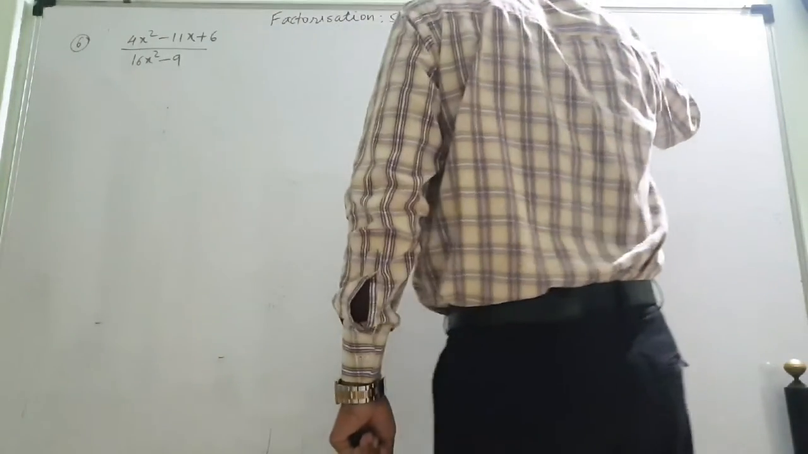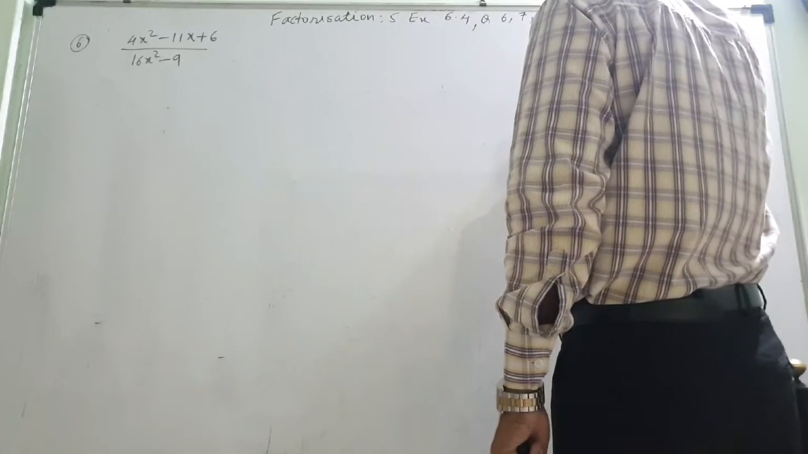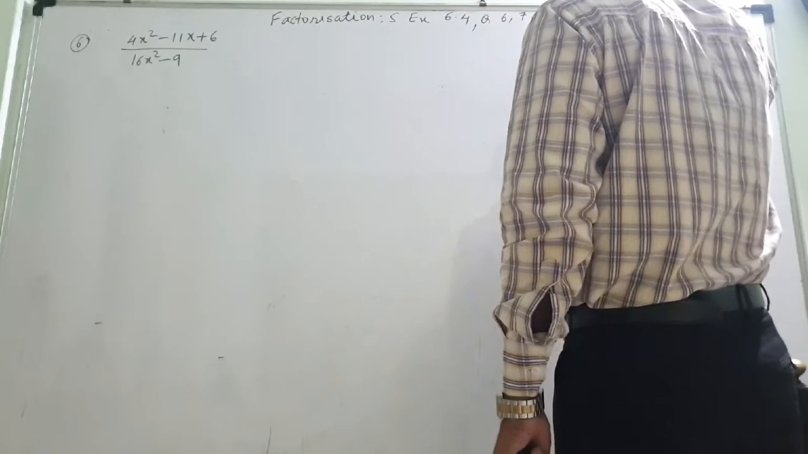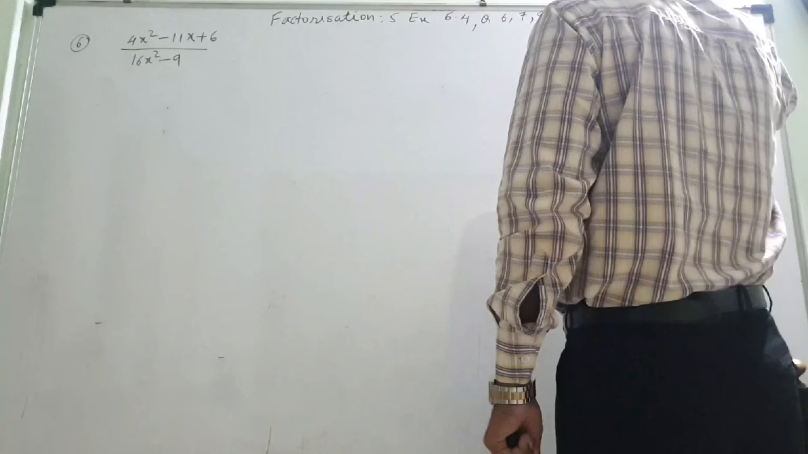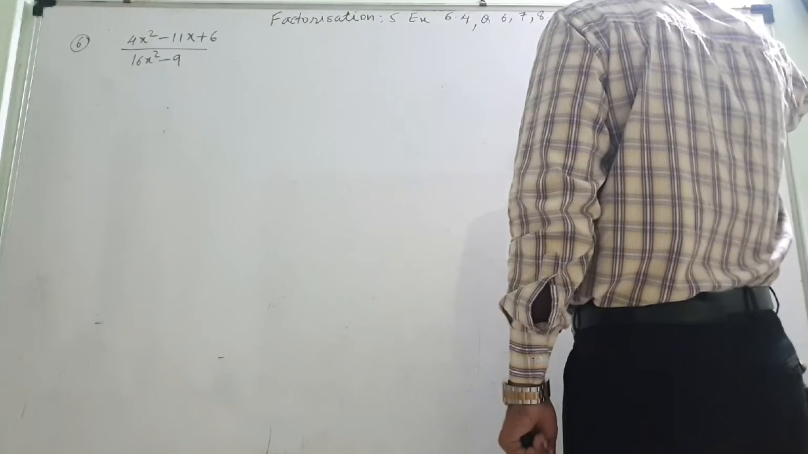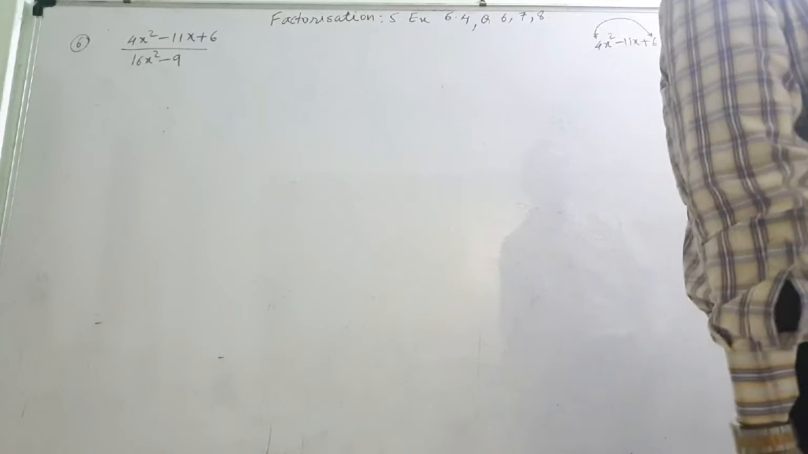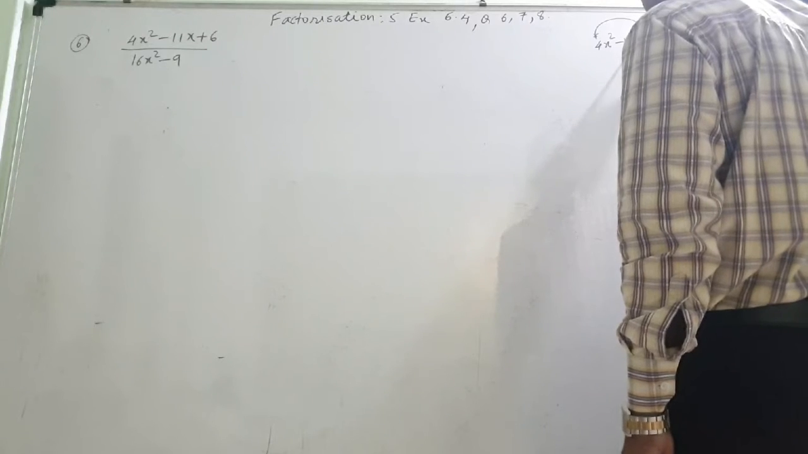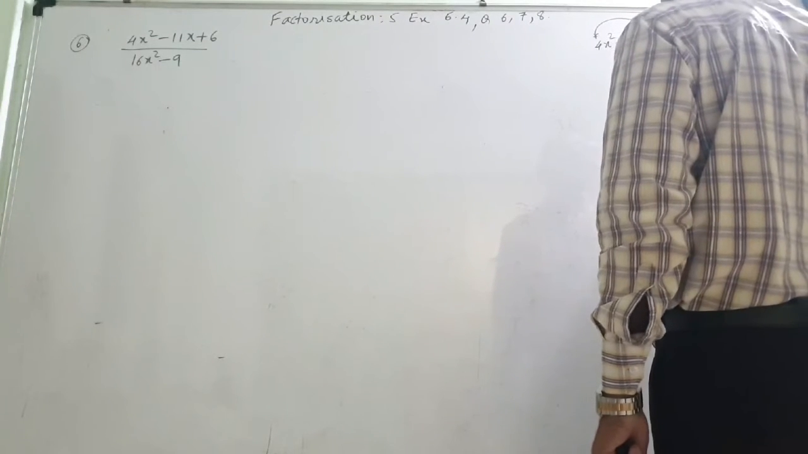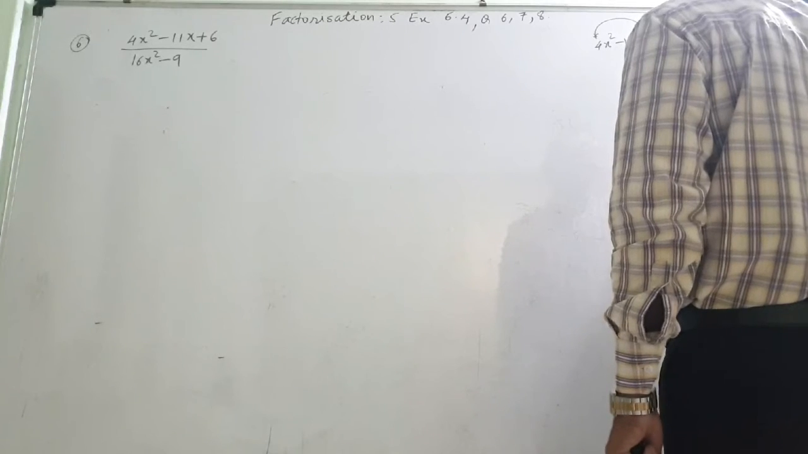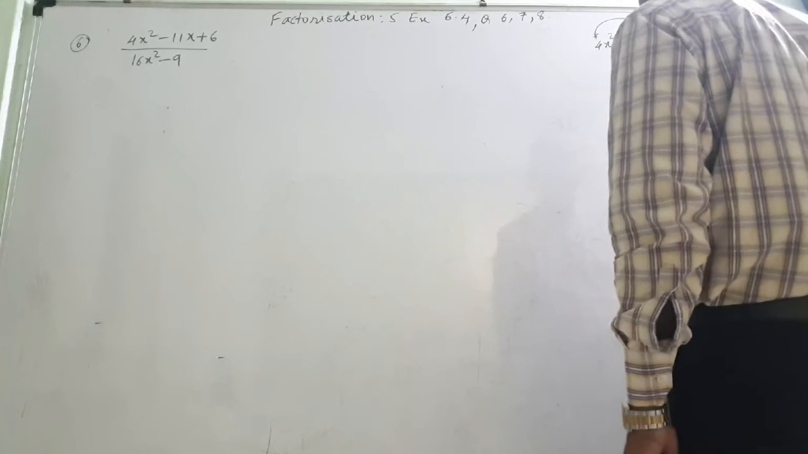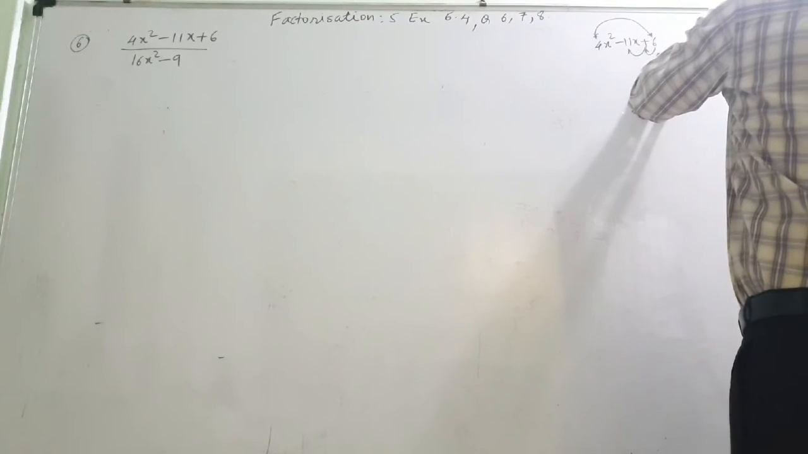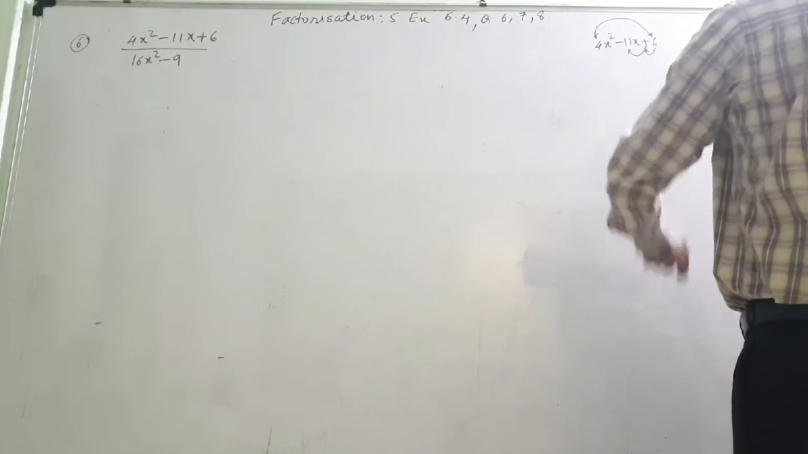See here I am doing it. 4x square minus 11x plus 6. Here it is 4 and here it is 6. So 6 into 4 is equal to 24. What I have to say? Find the factors of 24 such that their addition is minus 11. So 24 is equal to 12 into 2. Here it is addition.